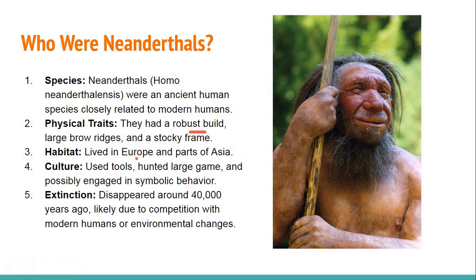Habitat. Let's talk about habitat. They lived mainly in Europe and in some parts of Asia. They used tools, they hunted large game, and possibly engaged in some kind of symbolic behavior too. When did they disappear? They disappeared about 40,000 years ago, likely due to competition with modern humans or environmental changes. At this point, let me tell you that there were basically two types of Neanderthals. They were classified into two types.